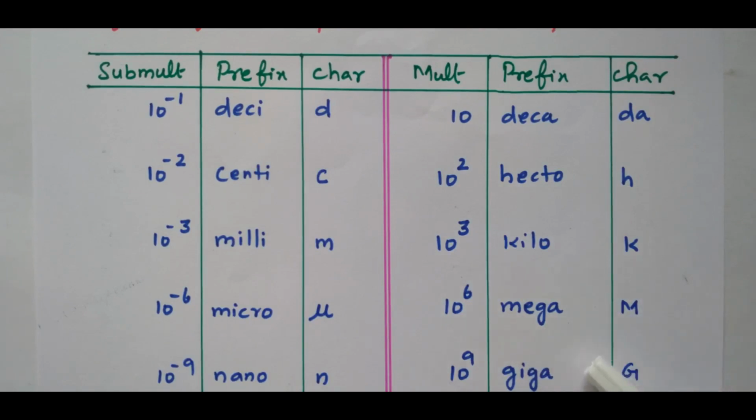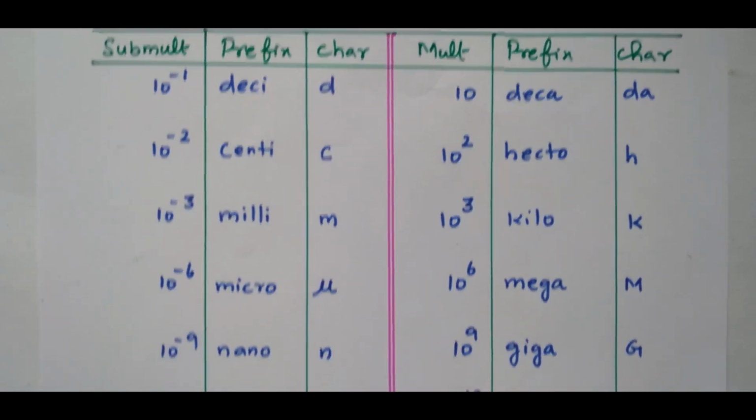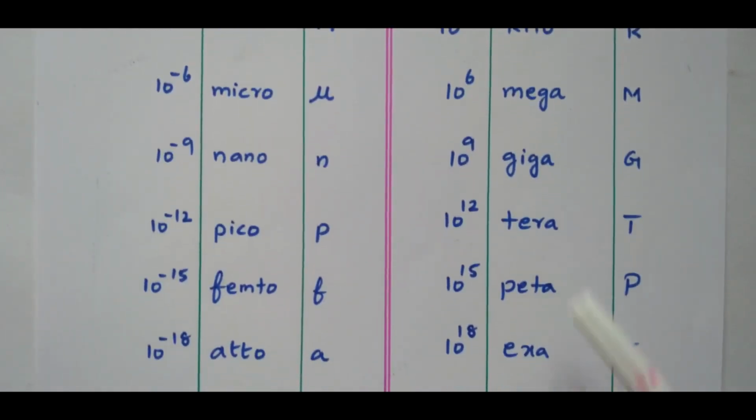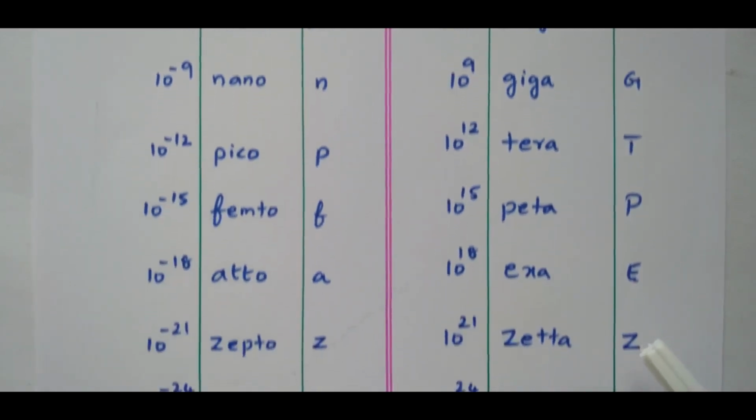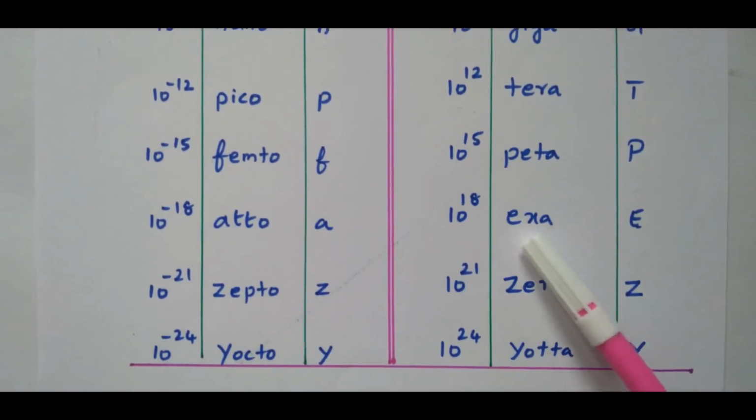So these are multiples, and previously what we did were submultiples. 10 to the power 9 is giga, G. 10 to the power 12 is tera, T. 10 to the power 15 is peta, P. 10 to the power 18 is exa, E. 10 to the power 21 is zetta, Z. 10 to the power 24 is yotta, Y. So the multiples are available from 10 to the power 1 to 10 to the power 24.